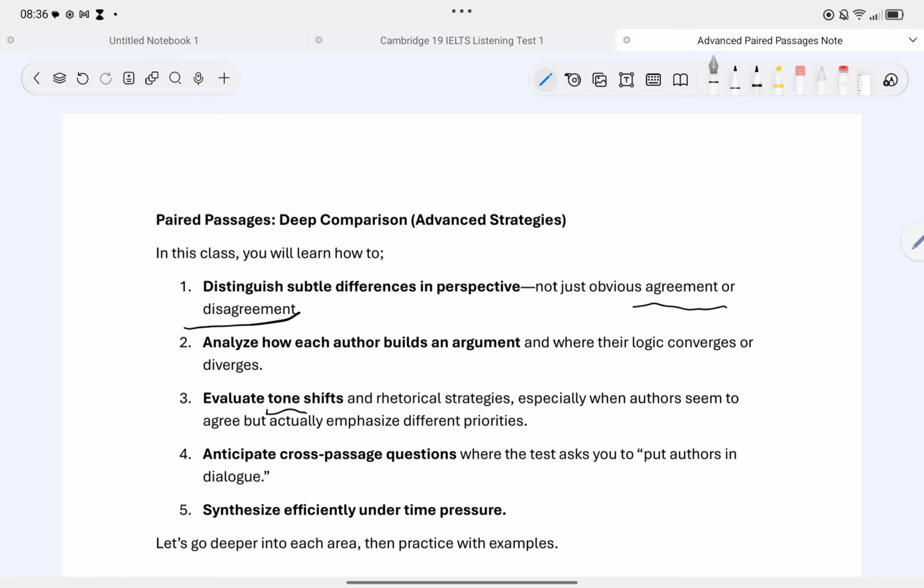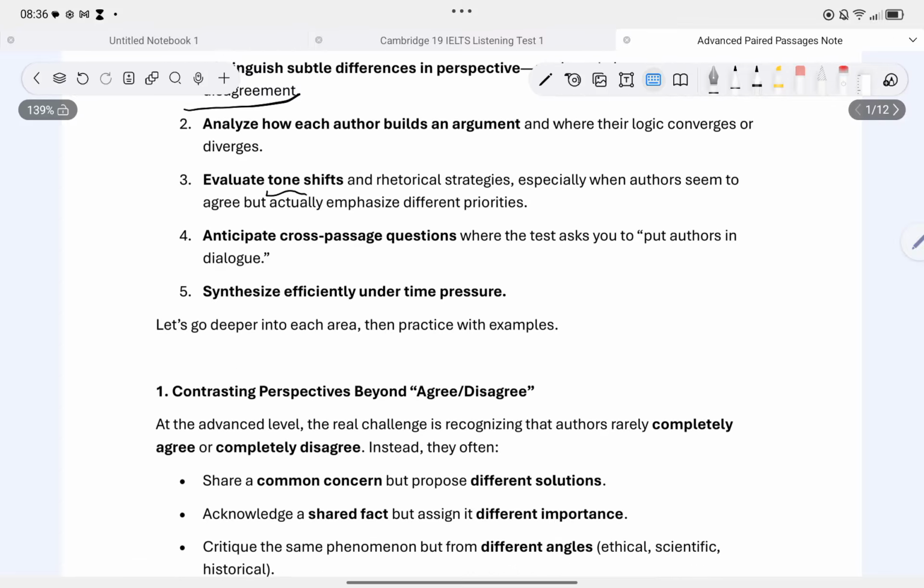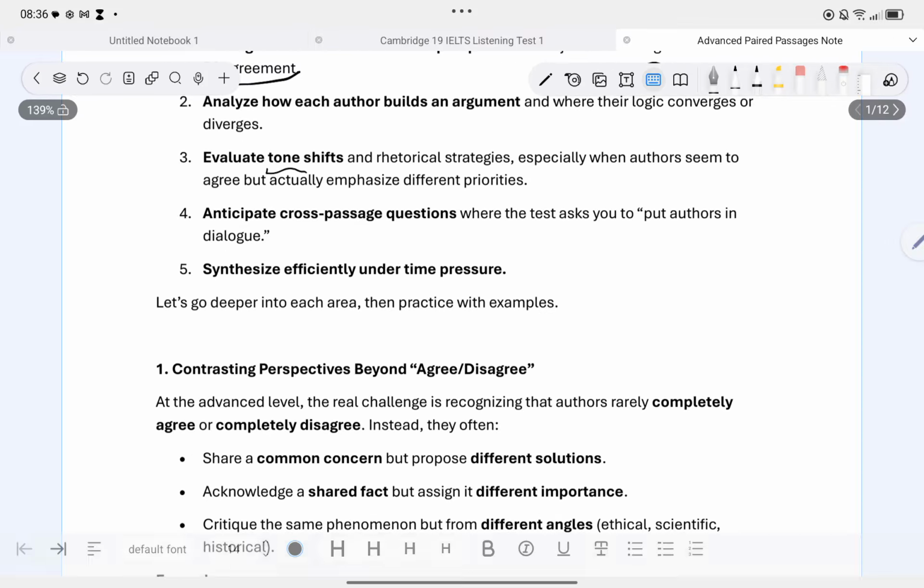Number five, you must be able to synthesize efficiently under time pressure. Well, what that means is you'll be timed and you don't want to, because of pressure, pick the wrong answers. So let's begin.